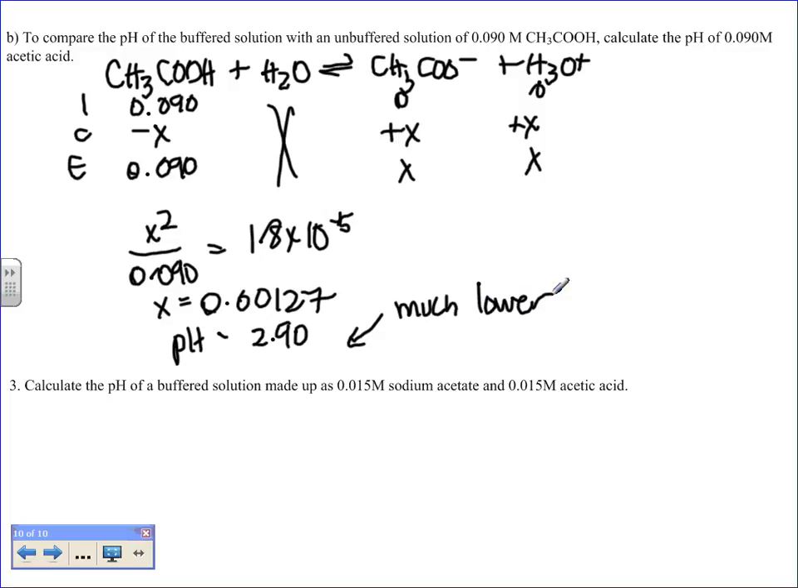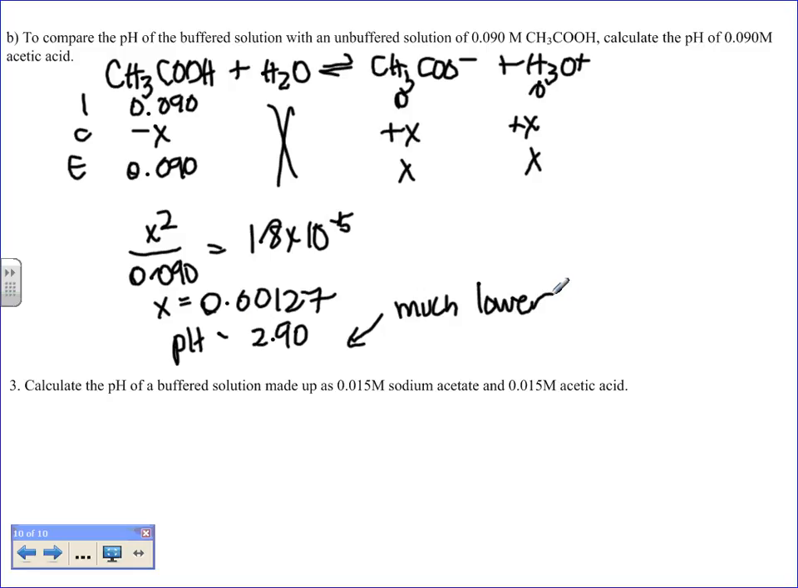Okay, so that shows you that the common ion, the acetate ion, does inhibit the formation of H3O+, which makes the pH of a buffered solution higher than the pH of an unbuffered solution. And really it's closer to 7.